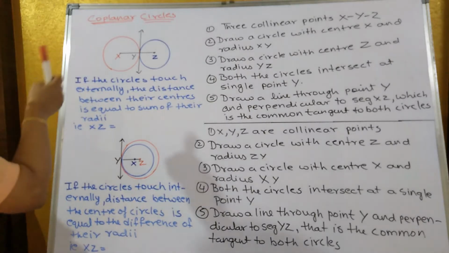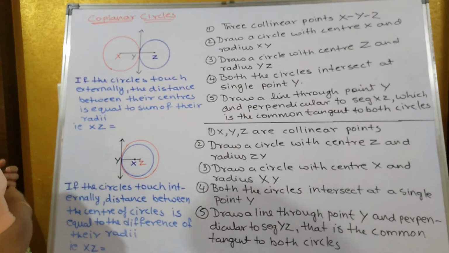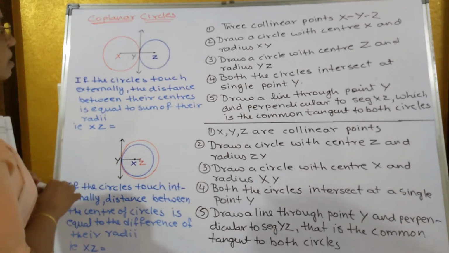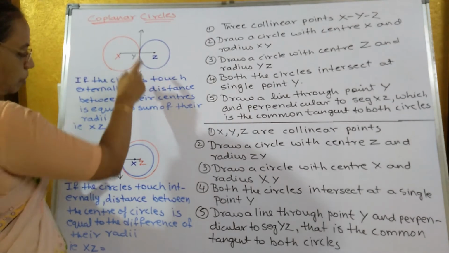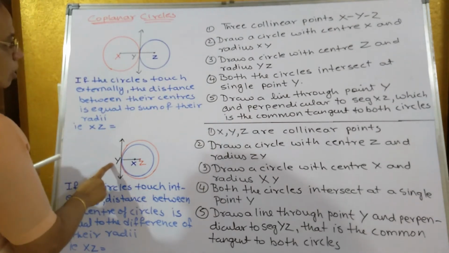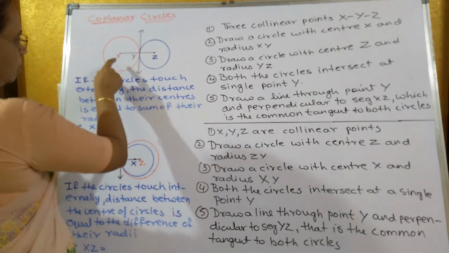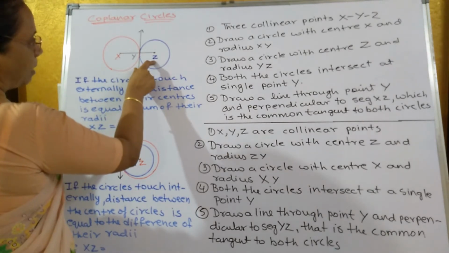Now what are coplanar circles? Coplanar circles are two circles which touch each other. Either they touch externally at one common point, or they touch internally at one common point. Now these are three collinear points. X, Y, Z are collinear points.